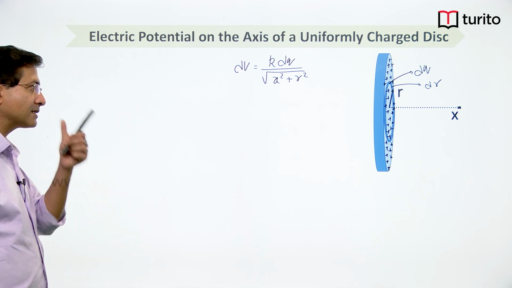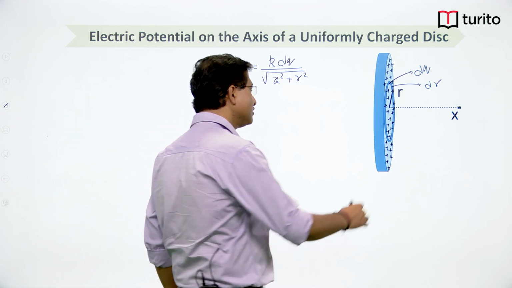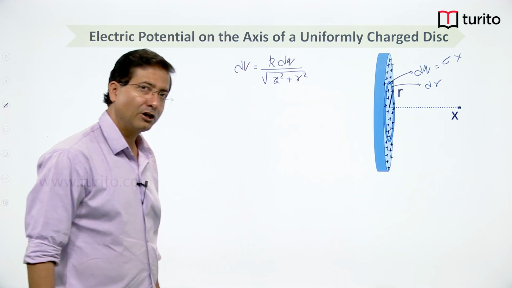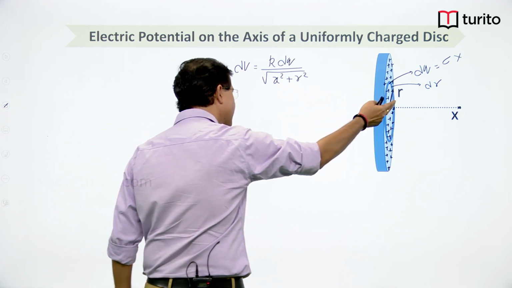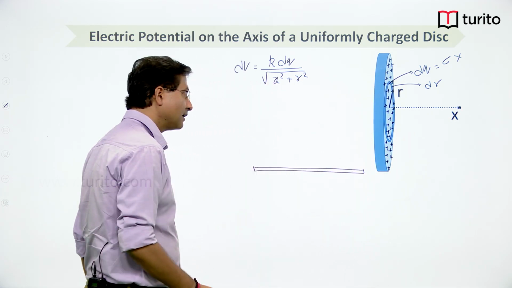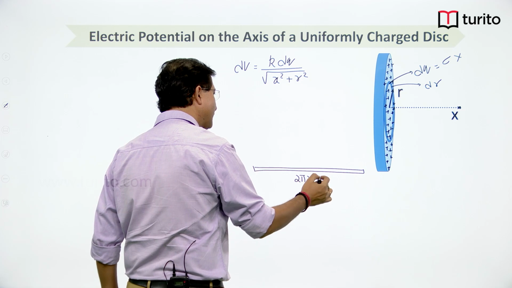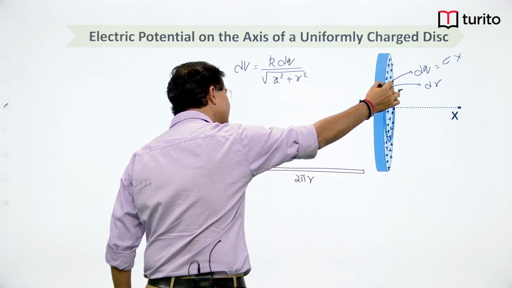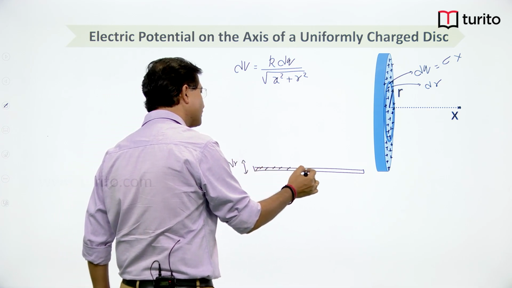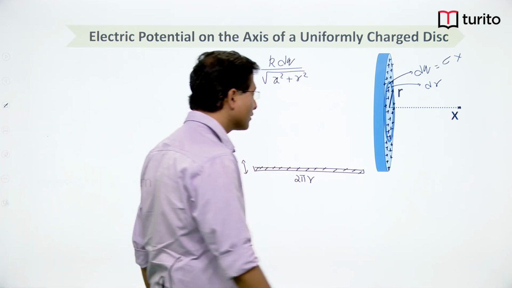If I assume the surface charge density to be sigma, this dq can be written as sigma into the area of the ring. If you cut this ring and open it, it will become something like this. The periphery of the ring is 2 pi r, so the length of this one is 2 pi r, and the thickness of the ring that you are considering is dr. So, if I ask what is the area of this one, that is 2 pi r dr. So, sigma into 2 pi r dr.